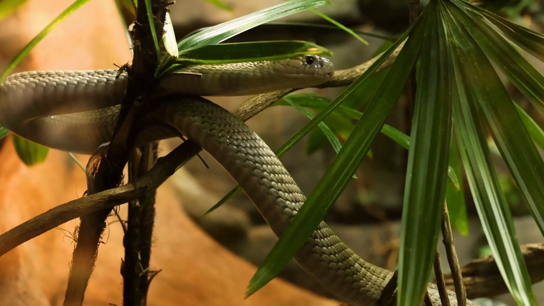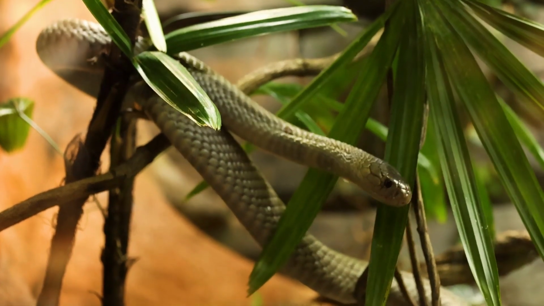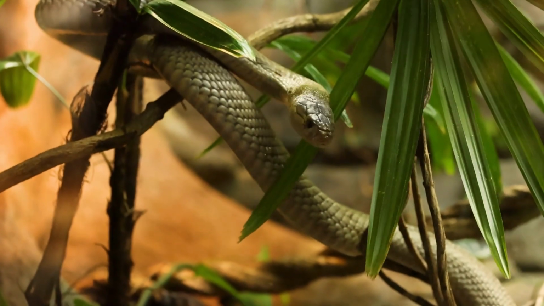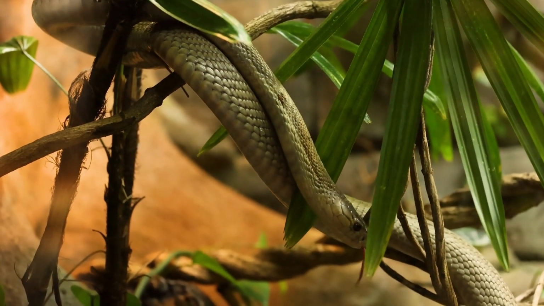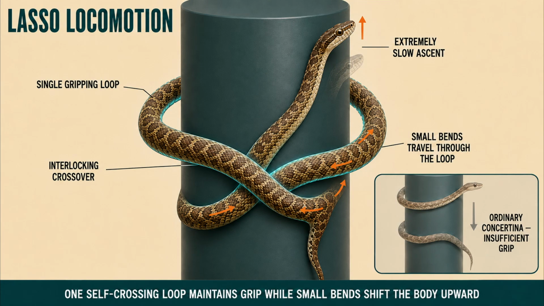Brown tree snakes have even been observed using a 5th method called lasso locomotion. The snake forms a single loop around a wide, smooth pole, grips it like a lasso, and sends small bends through the loop to inch upwards. The method is exceptionally slow and strenuous, but it allows the snake to climb cylinders too wide for ordinary concertina movement.